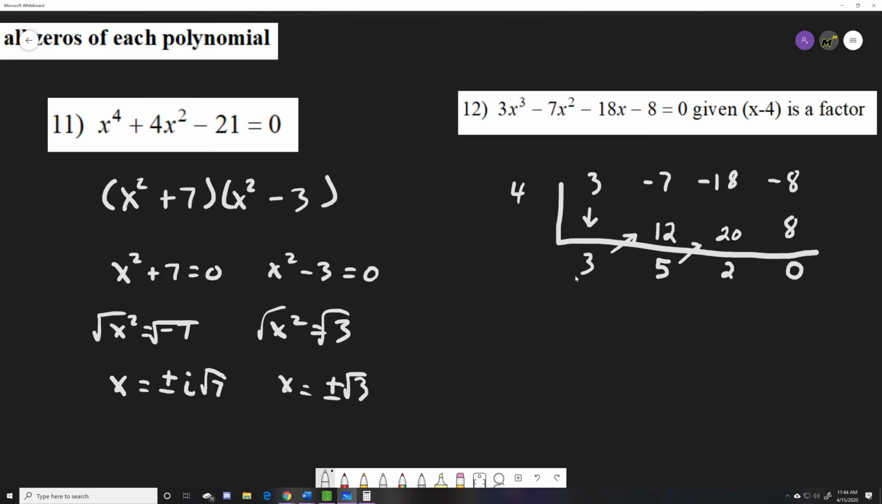So let's rewrite our equation right now. So as of right now we have x minus 4 in front, multiplied by 3x squared plus 5x plus 2, and then the remainder is 0, so we don't have to write 0 over x minus 4. Nope. It's just like that. And it makes sense, if we were to multiply this back in, we'd get our original problem. So now, let's look. Can we factor this trinomial?